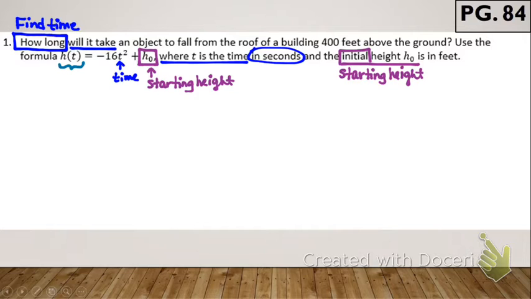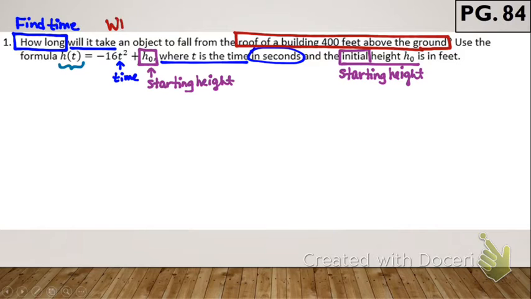Okay, so they want me to find time. They gave me an equation. We know what all the pieces of the equation mean now. What do we know about this situation other than we want to know the time? The roof is 400 feet above the ground. And what is happening with the roof? Something's falling off of it, right? And we want to know how long until it does what? So it hit the ground. Till it hits the ground. We want to know how long it takes the object to fall.